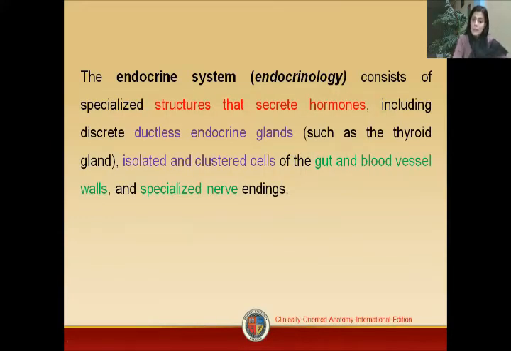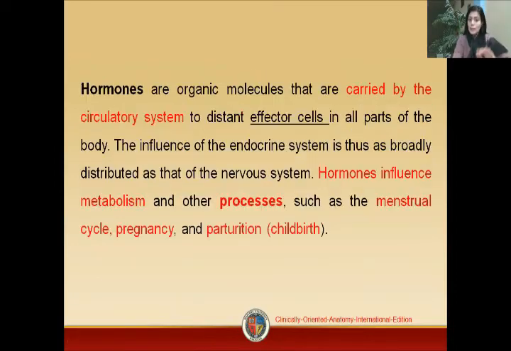So the next system is the endocrine system, which is studied in endocrinology. It consists of the hormones or the secretions. In this system, you will study the ductless endocrine glands, such as the thyroid gland, which produce their secretions directly into the blood without any involvement of a duct. Here you will also study the isolated or clustered cells of the gut and the blood vessel wall, and the specialized nerve endings. All the secretions are studied in the endocrine system.